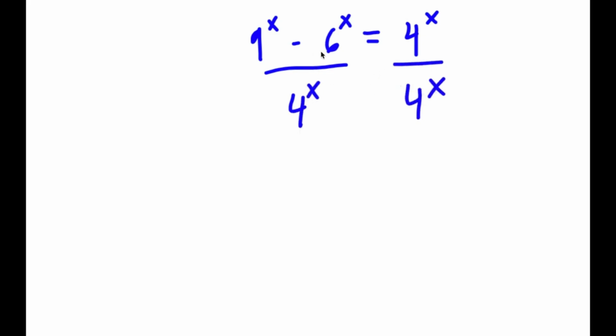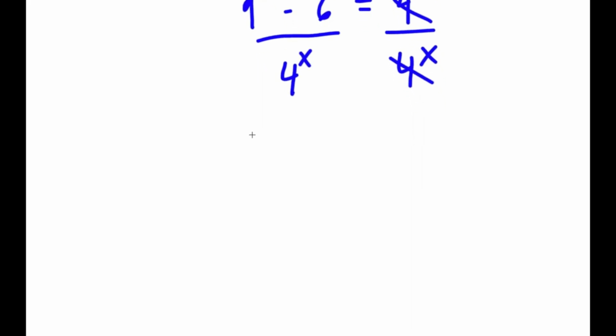So now I have (9 to the power of x minus 6 to the power of x) over 4 to the power of x is equal to 4 to the power of x over 4 to the power of x. So then these two cancel out. So now I have (9 to the power of x minus 6 to the power of x) over 4 to the power of x is equal to 1.